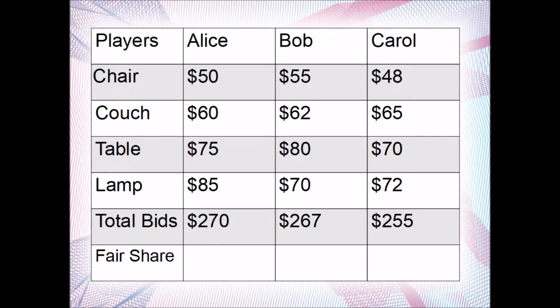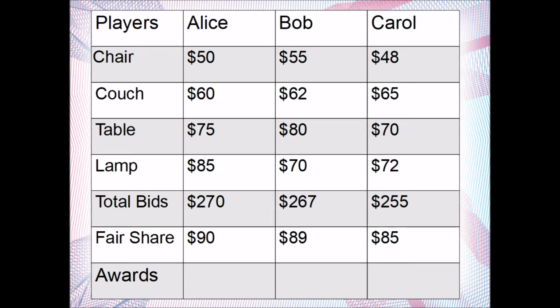The next row in the table is fair share. Well, we know how to handle that, but be careful. In this situation, there are 3 players. That means that to find the fair share, I take the total and divide it by 3 because there are 3 players. The number of items that they are bidding on doesn't matter at all. All that matters is the number of players. If you notice, the fair shares are different for each player, but that's because their totals are different, because they all valued things differently.